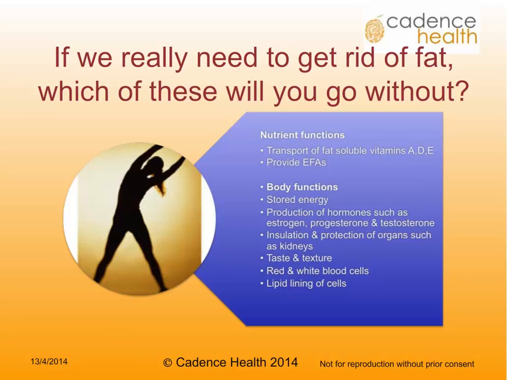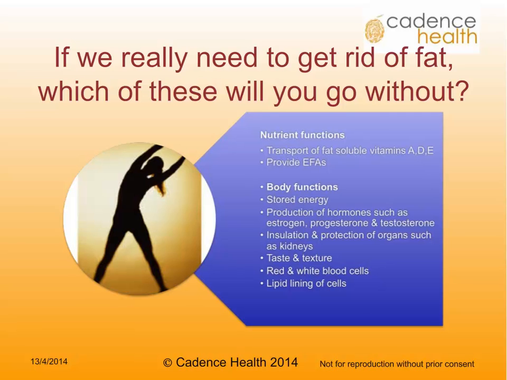Dietary fat carries our fat-soluble vitamins A, D, and E around our body. So it's a form of transport for those. It is also our source of essential fatty acids, EFAs. And essential fatty acids are fatty acids that our body cannot actually produce, that we have to source from our diet. And of course, eating them is the only way we can actually access them.